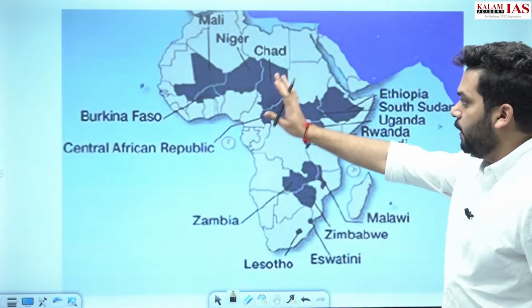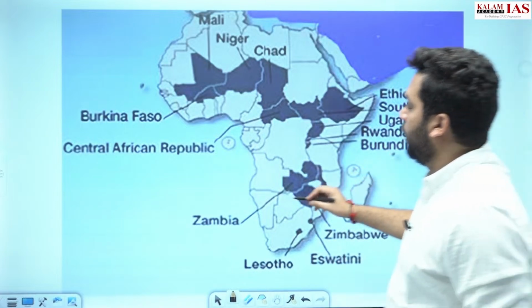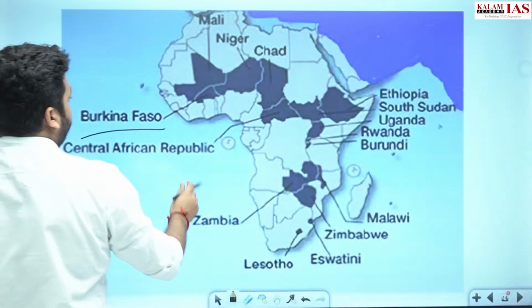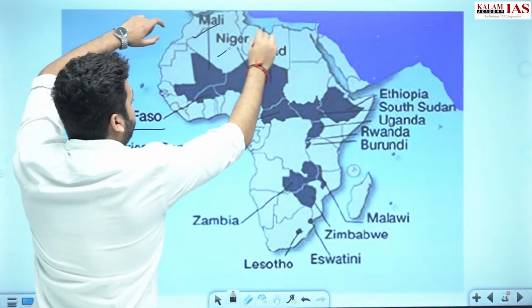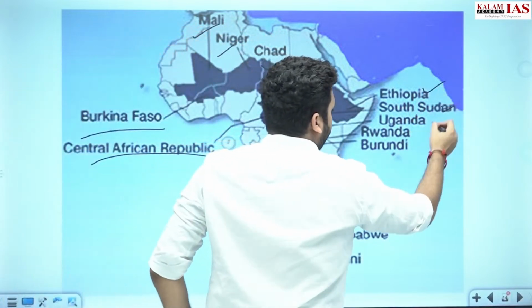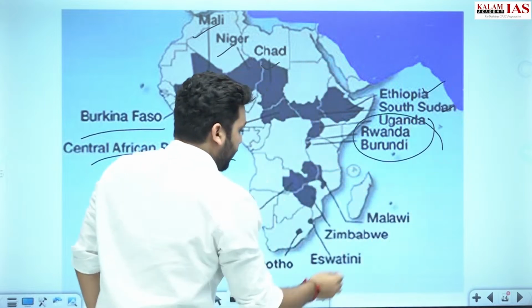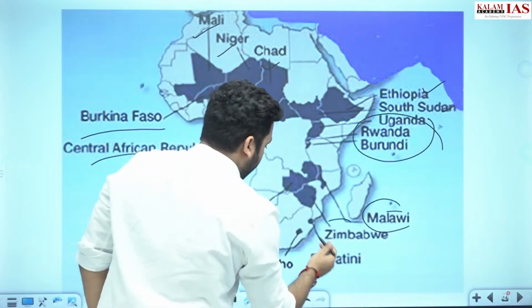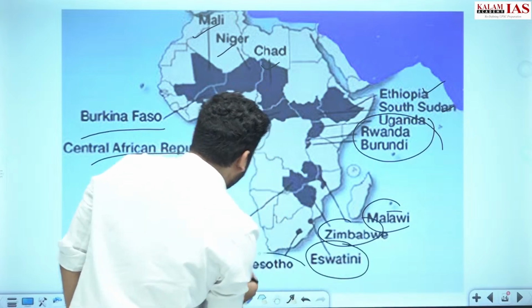Look at them once again. You can have a clearer map. Burkina Faso, Mali, Niger, Chad, Central African Republic, then Ethiopia, South Sudan, BRU countries, then Malawi, Zimbabwe, Eswatini, Lesotho, and Zambia.